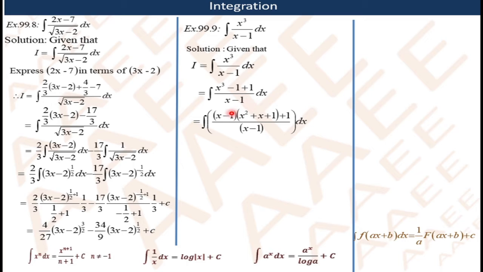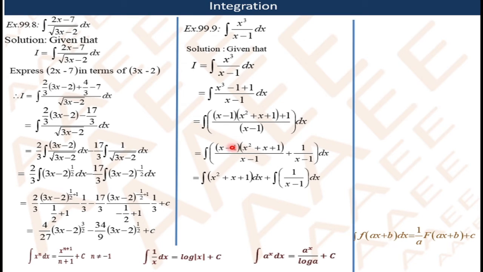And then let us split this fraction as integration of x minus 1 into x square plus x plus 1 upon x minus 1, plus 1 upon x minus 1, dx. And from here x minus 1 and x minus 1 will get cancelled, and that will be the integration of x square plus x plus 1 dx plus integration 1 upon x minus 1 dx. And now it is easy to integrate.